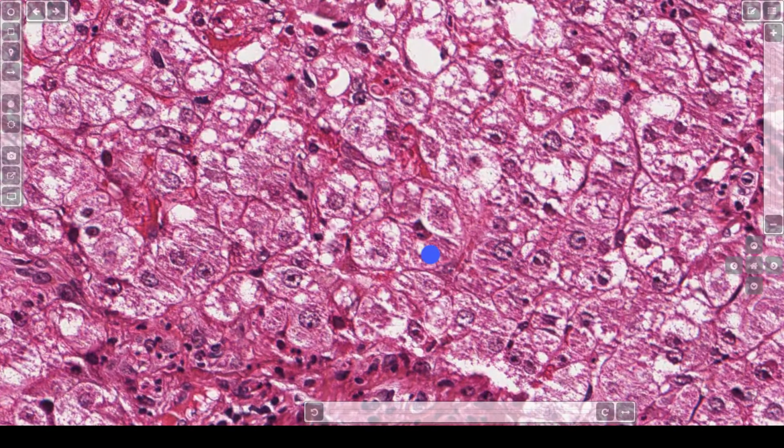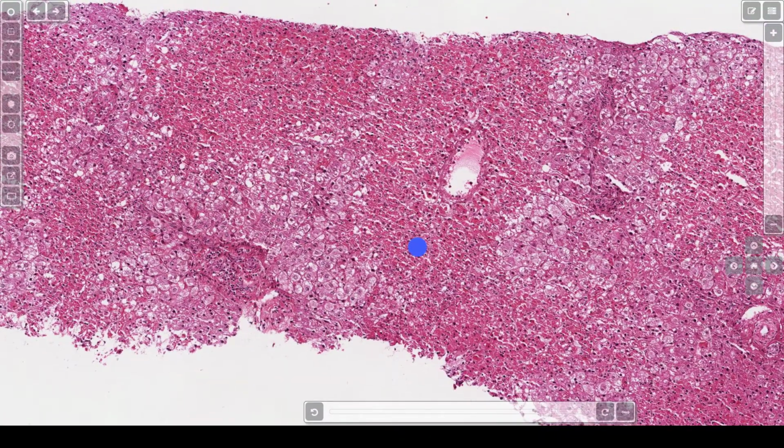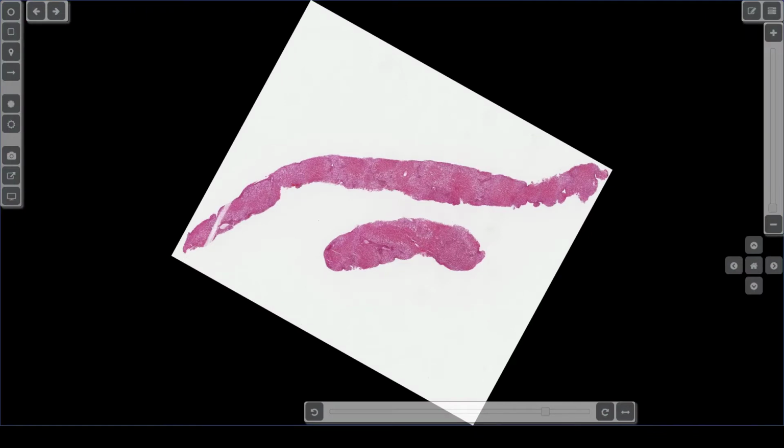The hepatocytes in this field are still a little bit abnormal, but these are still alive. Going back to this view, you can see the necrotic hepatocytes around the central vein. This, of course, is called perivenular necrosis and is characteristic of acetaminophen toxicity. Let's go on to our next case.